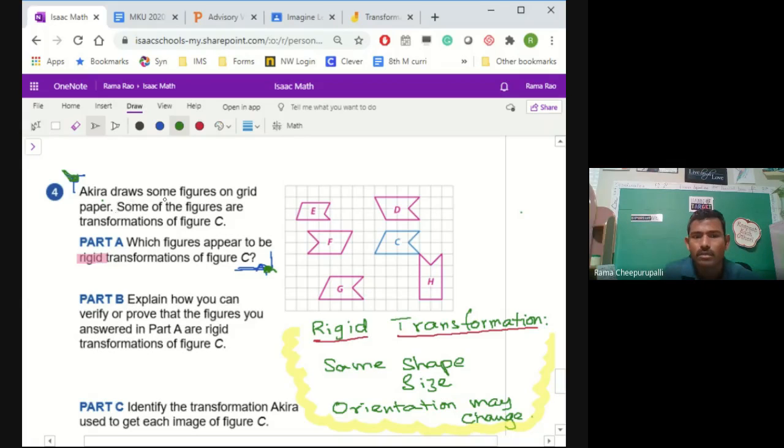Okay. So Akira draws some pictures on the grid paper. Some figures are transformations of figure C. Now, in this one, which figures appear to be a rigid transformation of figure C?